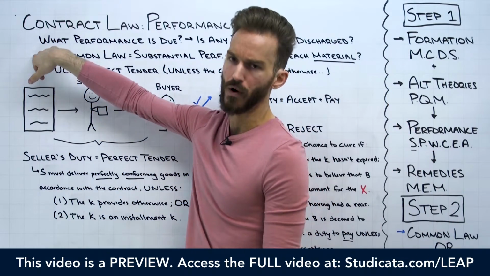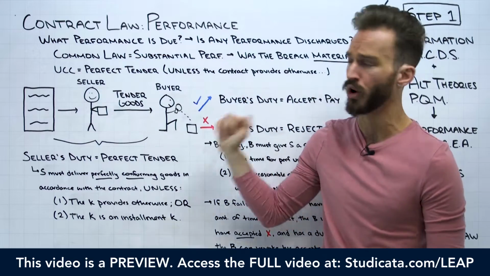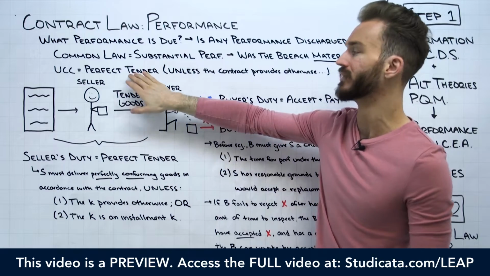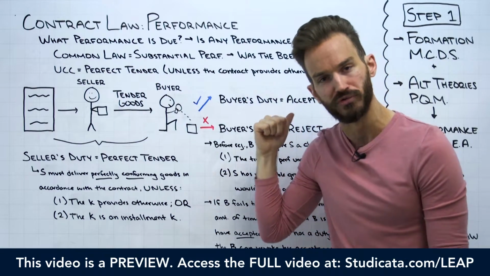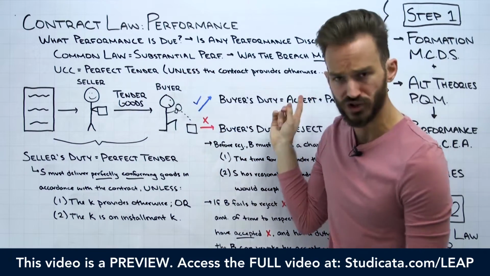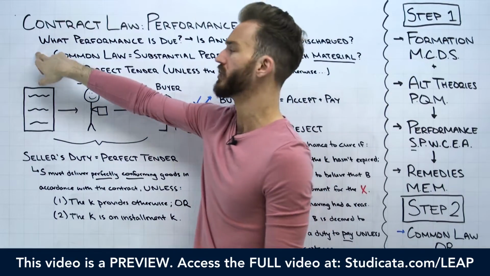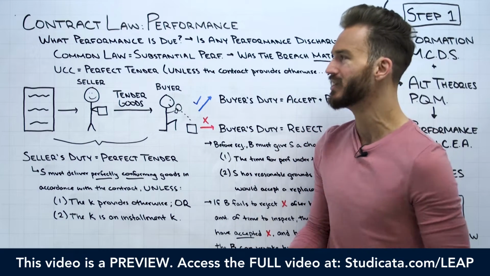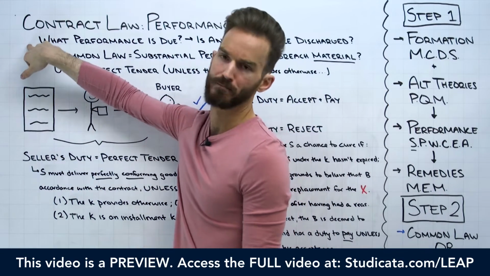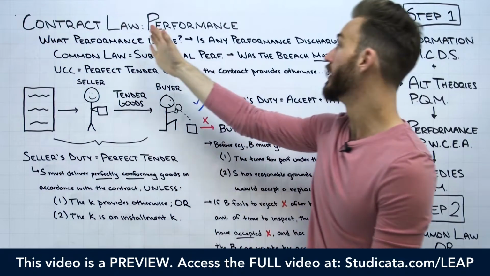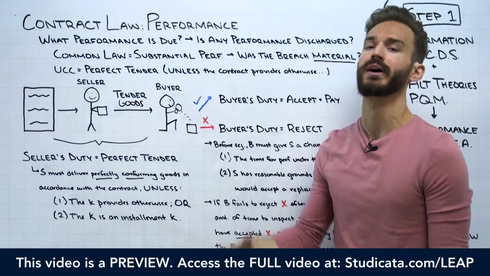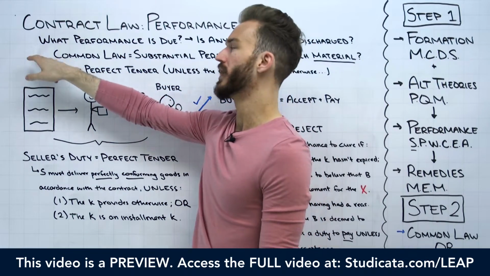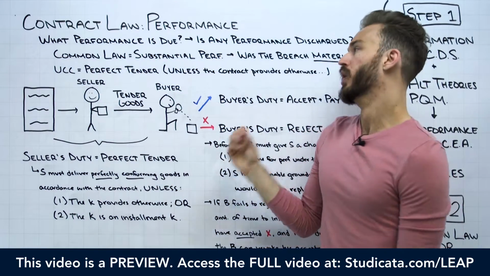Under the common law, our starting point rule is substantial performance. Under the UCC, purchase or sale of goods, our starting rule is perfect tender, unless the contract provides otherwise. This is a big exception to remember. We'll start with the common law first, then we'll talk about perfect tender. And remember, the idea here is we're trying to identify what performance is due and whether any performance can be discharged. These are always our two big issues. So let's start with common law substantial performance.